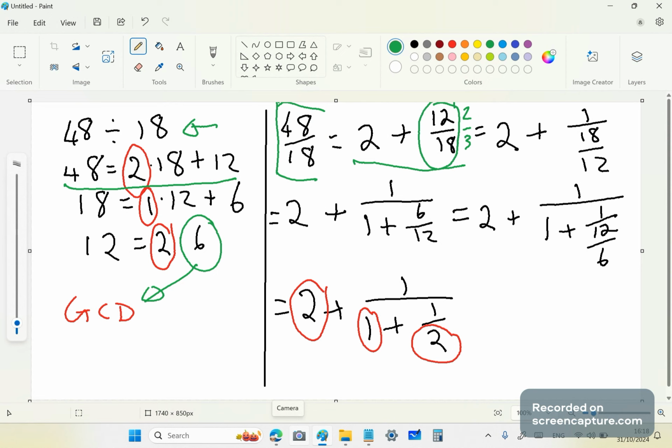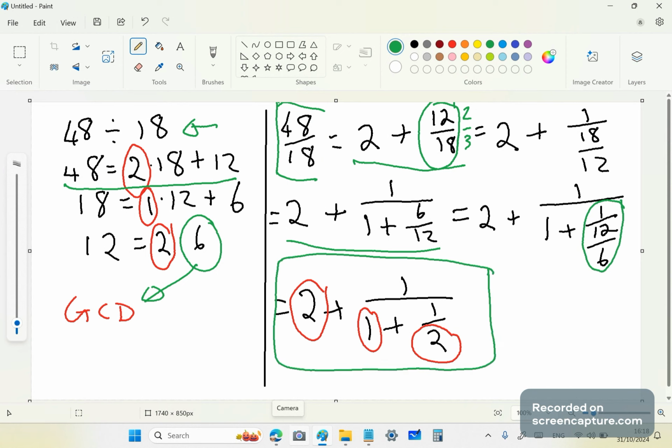And so that reduces to 2 plus 1 over 1 plus 6 over 12. And if we rewrite that like that, we end up with this final form, okay? And you'll see that the quotients are the same as these, okay? So that's basically what a continued fraction is all about. And any fraction that you take, any fraction P over Q, has a finite continued fraction representation. There are some ratios, however, which do not.